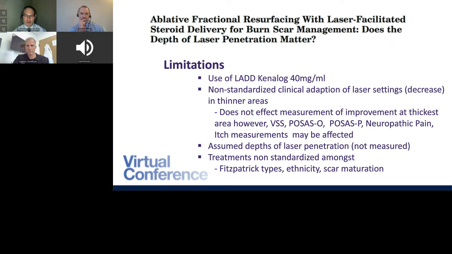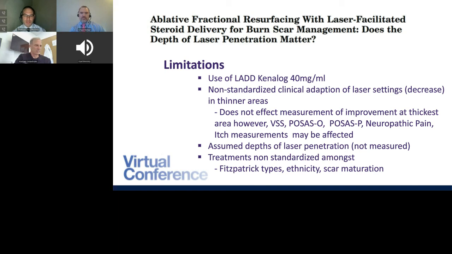So they used their own clinical guidance, not published really, just to decrease the energy settings in those areas where scar tissue was thinner. So how much of an effect does this play? It probably isn't going to affect the measurement or improvement at the thickest areas. However, a lot of those other subjective findings, pain, itch, they may certainly be affected by this.